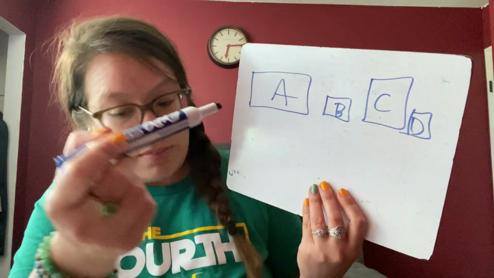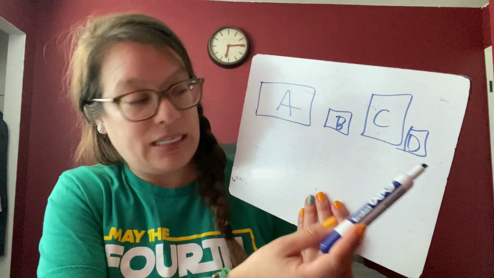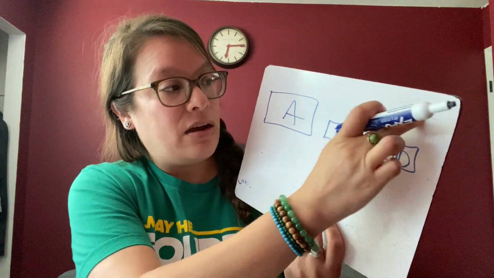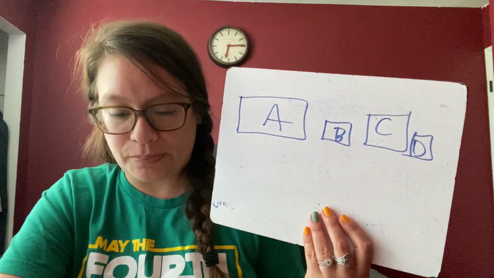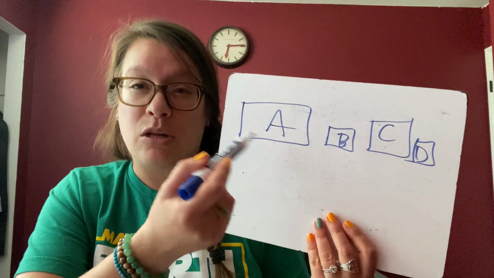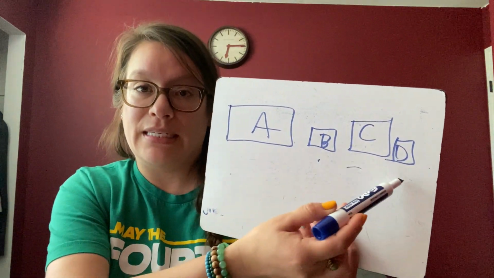Well, B, C, and D, sorry, it's kind of a little bit smaller, but B, C, and D in that example are similar. Rectangle A is a little bit longer, so it wouldn't be similar to B, C, and D.